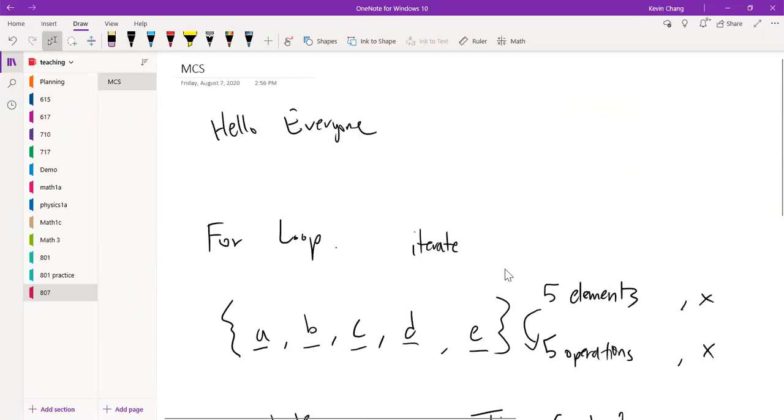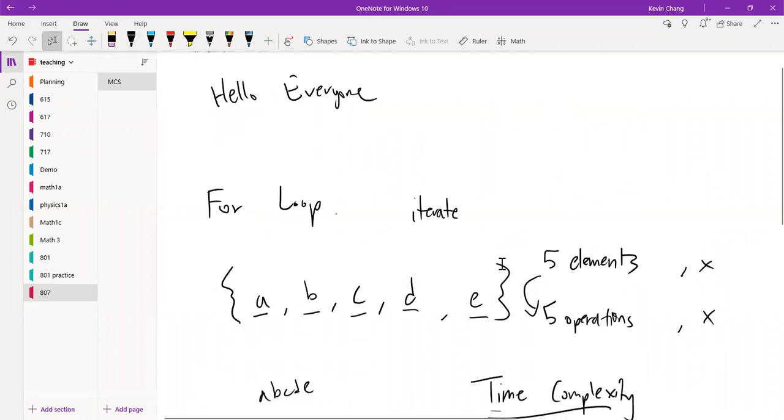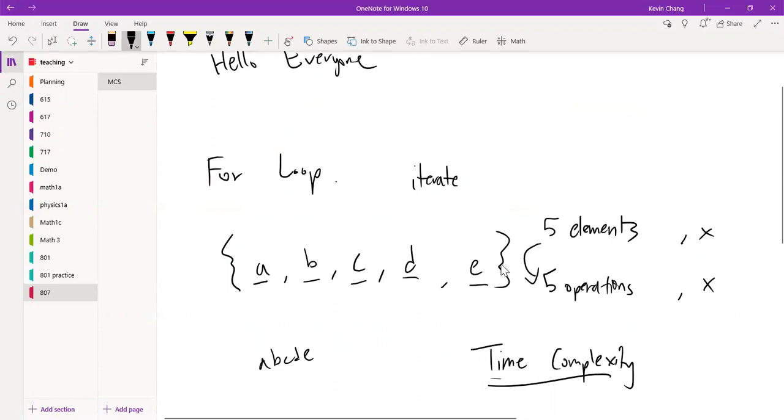If I were to give the computer a task using a for loop to find the letter C, for instance, the for loop would iterate through each of these elements and say, let's first check element 1, that's A. Now, A is not equal to C, so let's keep moving. We're looking at B now. B is not equal to C, so we keep moving. And hey, we're at C now. So that took us 3 steps.